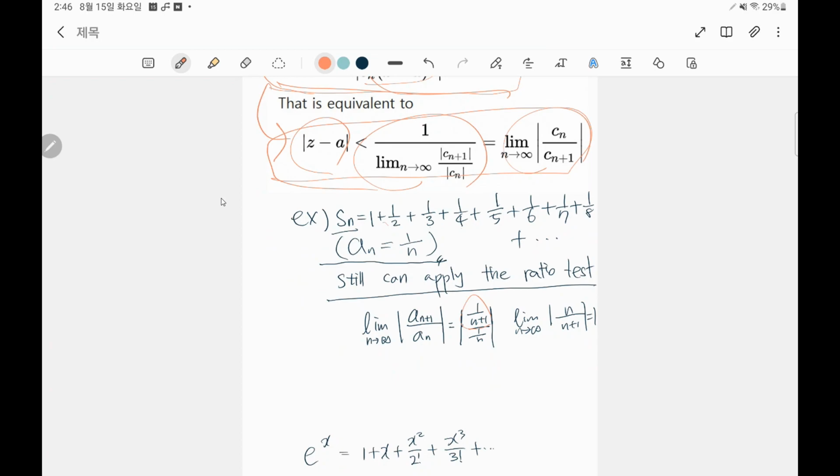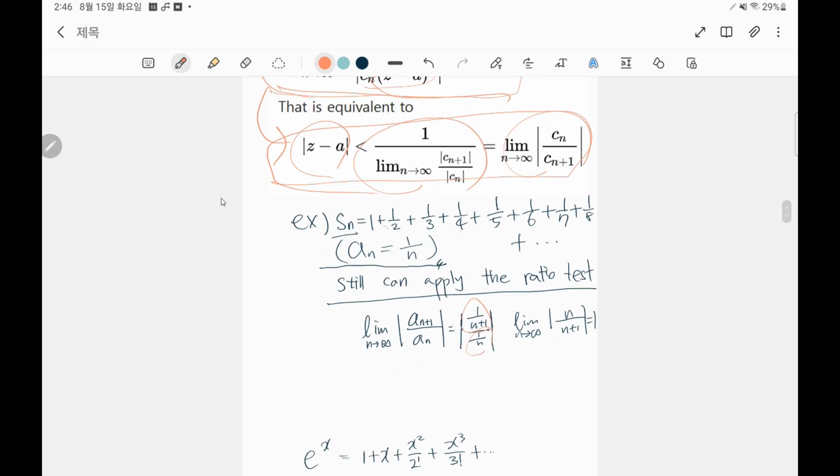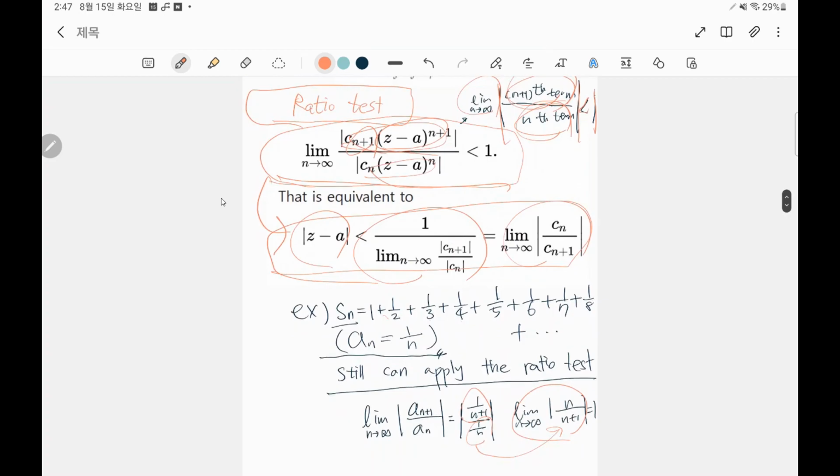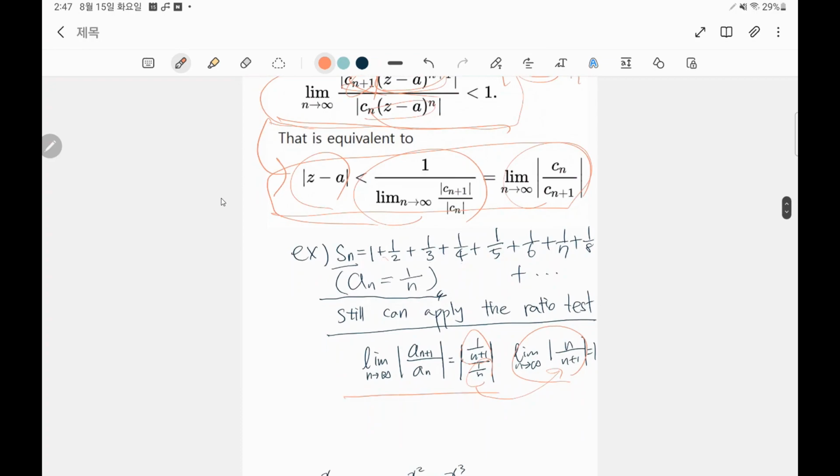Over the nth term, which is just 1 over n. If you simplify this, you get n over n plus 1, which, if you put the limit as n goes to infinity, this term here equals 1. You know the condition for the ratio test to be satisfied is less than 1, not equal to 1. So you can learn from the ratio test that this series actually goes to infinity, doesn't converge, diverges.